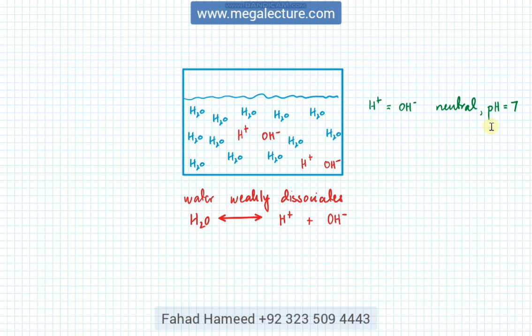That's a mathematical expression which is not required at the moment, but what you should know at the moment is what does pH mean? pH 7 means that the amount of H+ and the amount of OH- ions are equal in quantity, and this is known as a neutral solution.